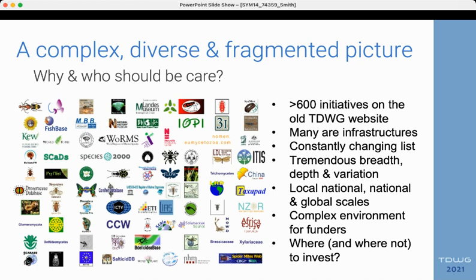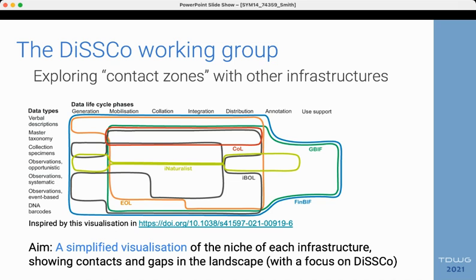And if you're a funder trying to make decisions about where to invest or why to invest, or even if you're an infrastructure provider trying to decide what areas you should be moving into and maybe what areas you should be leaving, then some form of tool to help you make those decisions would be extremely useful. And this working group that was set up within DISCO to look at this had the ultimate aim of building a simplified visualization, something that was really intuitive that would show the niche of each infrastructure.